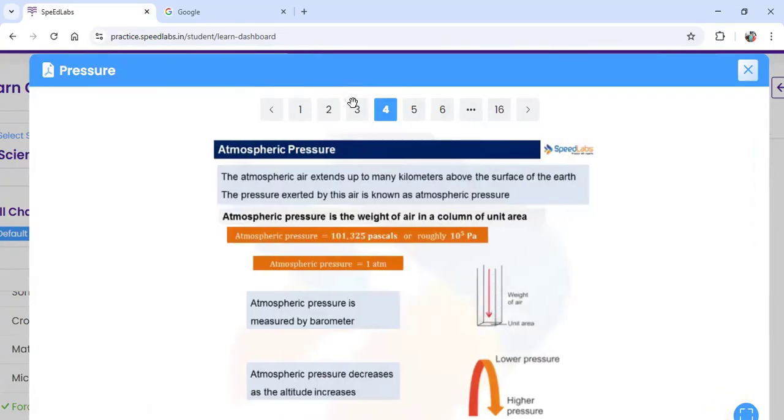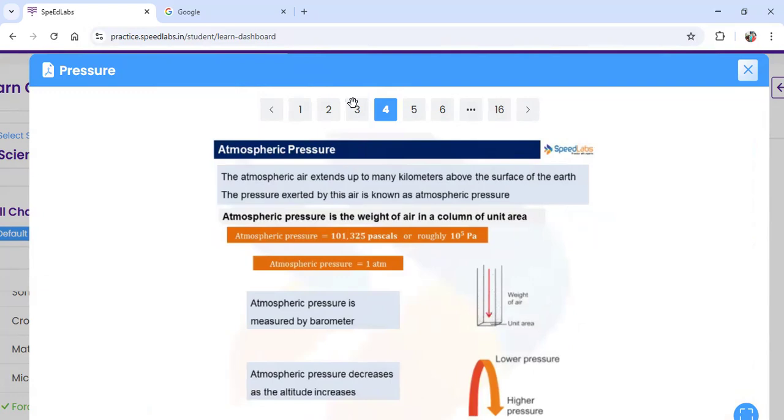Next, atmospheric pressure. The atmosphere extends up to many kilometers from the surface of the earth. The pressure exerted by the air is known as atmospheric pressure, children. As you know, our earth has a layer of atmosphere which contains many gases: 78% nitrogen, 21% oxygen, and 1% other gases. So these gas particles exert a pressure.